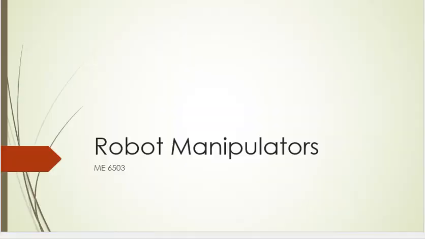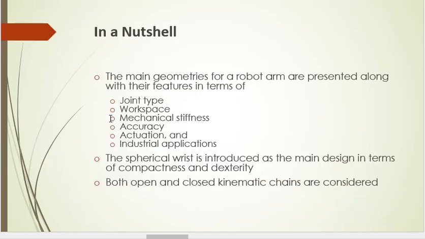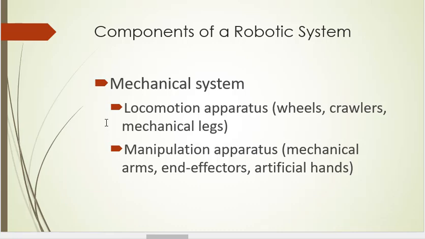Okay, now we'll also discuss robotic manipulators. Because robots have so many manipulators, gradually we'll learn about them. Let's start. In a nutshell, we know this: the components of the robotic system, actually the mechanical system.